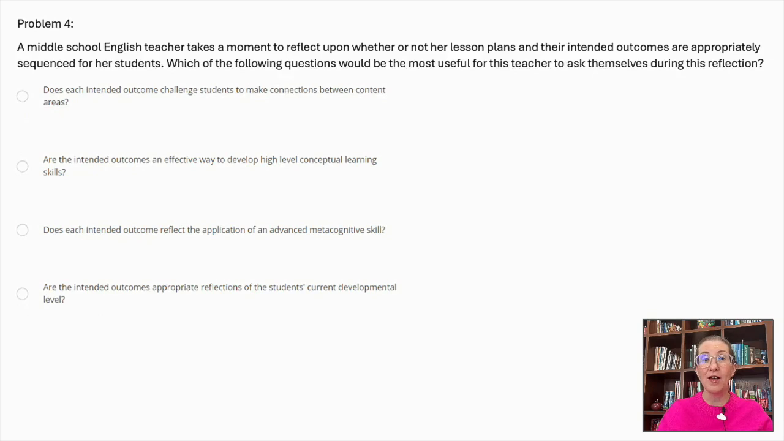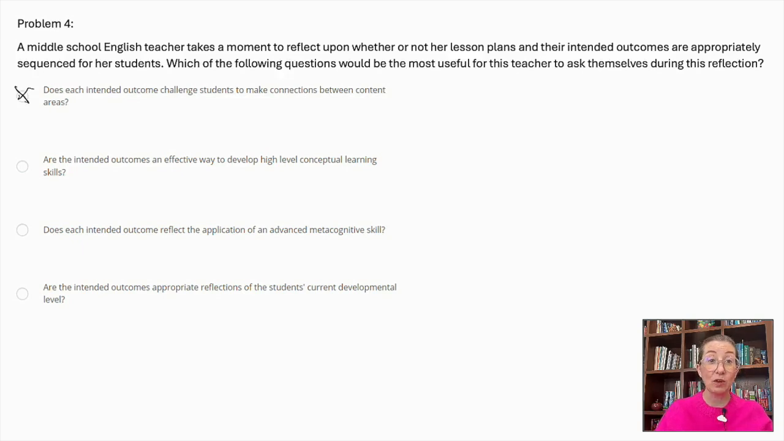Problem number 4. A middle school English teacher takes a moment to reflect upon whether or not her lesson plans and their intended outcomes are appropriately sequenced for her students. Which of the following questions would be the most useful for this teacher to ask themselves during this reflection? Does each intended outcome challenge students to make connections between content areas? While this is important, it does not directly address the appropriateness of sequencing for developmental levels, so this is not going to be the correct answer.